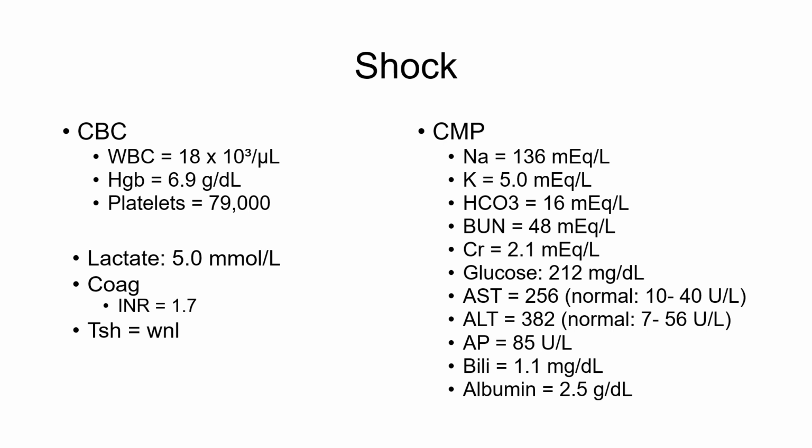Their LFTs are elevated. Sometimes this happens with hypoperfusion to the liver, as in early shock liver. Albumin's low. This can be an acute phase reactant with third spacing of albumin in patients with distributive shock. So, with our INR being 1.72 and platelets of 79,000, we would worry about early DIC.